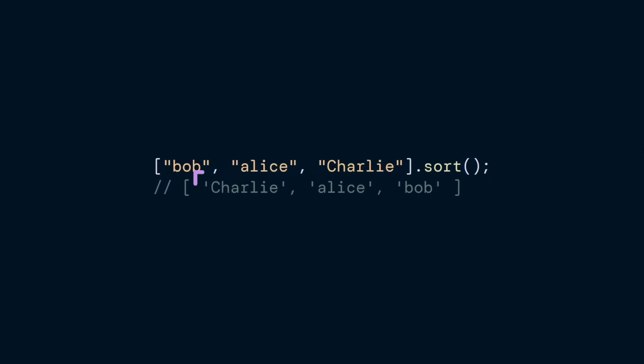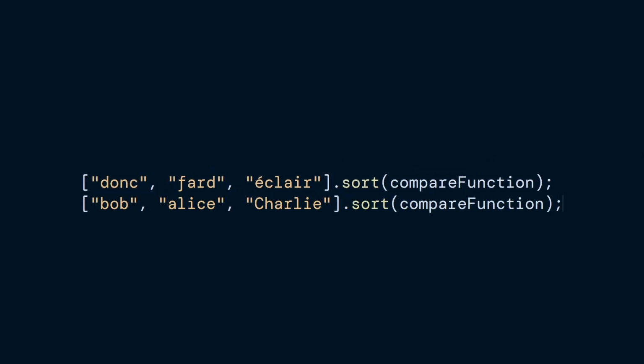And even if you're only sorting ASCII characters, this won't work properly, since all capital letters come before lowercase letters in the Unicode table. So sorting this array puts Charlie at the first spot just because their name starts with a capital letter. To fix this, we need to provide a compare function to the sorting algorithm.